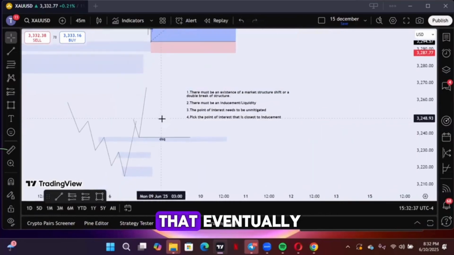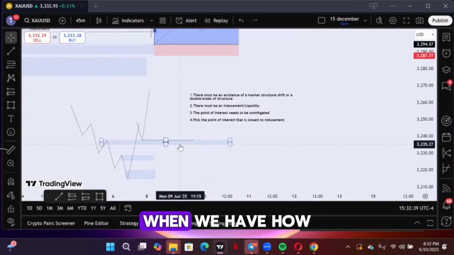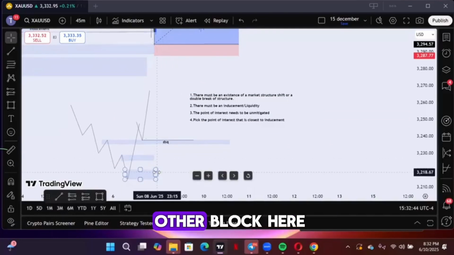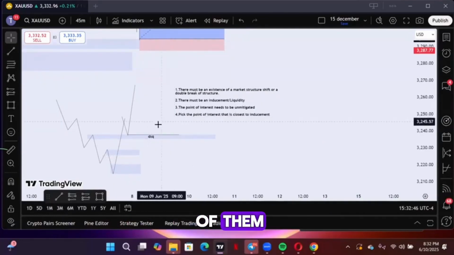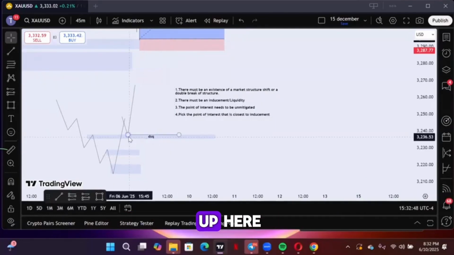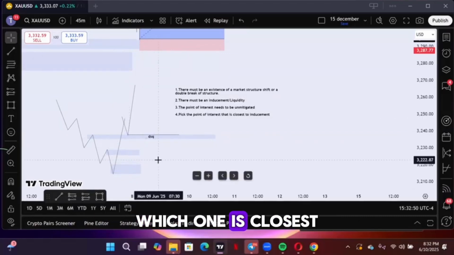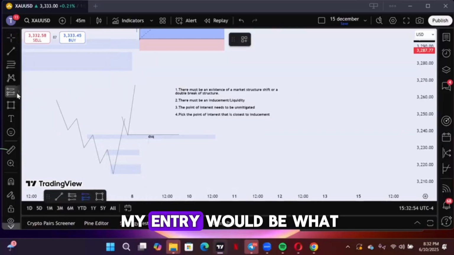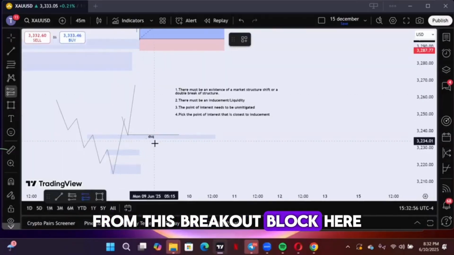So now it means that eventually, when we have how many points of interest remaining here, we have this breaker block here and we have this other block here. Now between the two of them, where is my inducement? My inducement is right up here. Now between these two POIs, which one is closest to my inducement? It is this breaker block. So that was why my entry would be from this breaker block here.